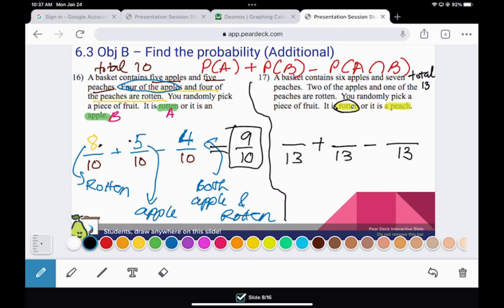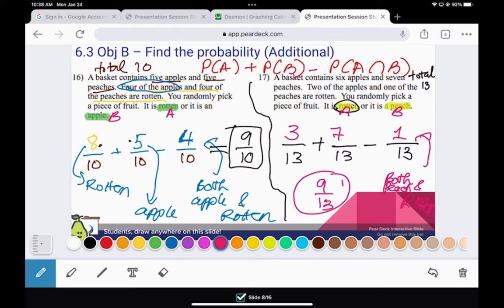The first one is rotten. Let's go back. I say 2 of the apples and 1 of the peaches are rotten. So we have 3 items that are rotten. That's my event A. This is event B, right? Then the second event is the peaches. I have 7 peaches. Then for this last one, both peach and rotten, I have 1 that is a peach and it's also rotten. So 7 plus 3 minus 1, so this is 9 out of 13. 10 minus 1 is 9, 9 out of 13.